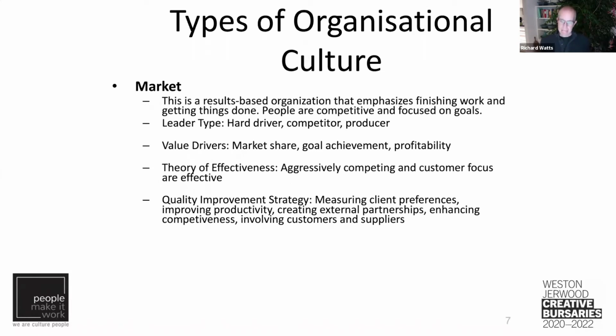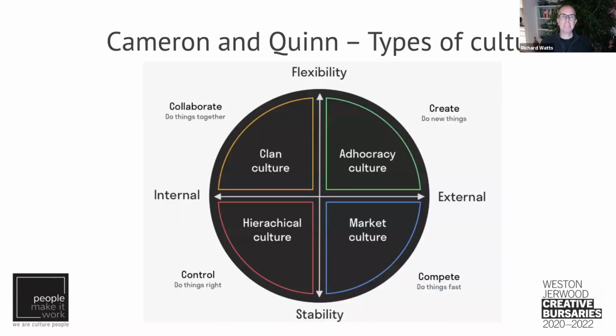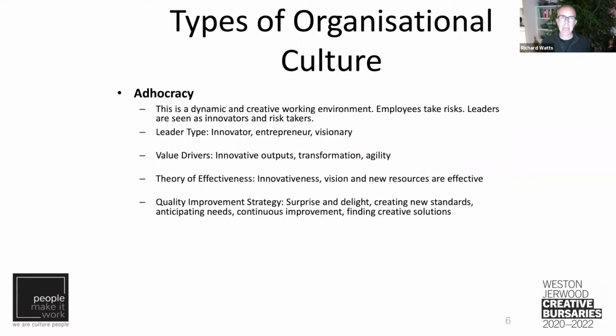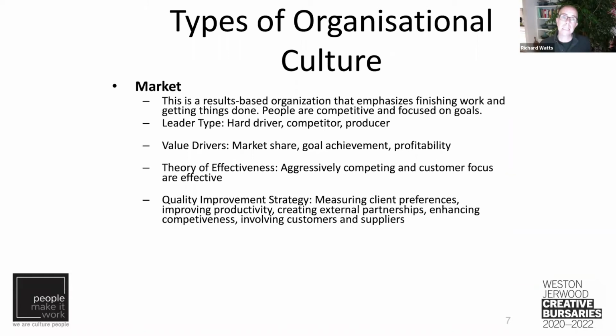The third area is the market culture. If I just spin back, this is the bottom right-hand corner. So it's externally orientated, but rather than orientating to flexibility, it's orientating to stability. The kinds of organizations that might be here are big telecoms companies, big airline companies. They're orientated to the exterior, but they're also quite structured and embedded.